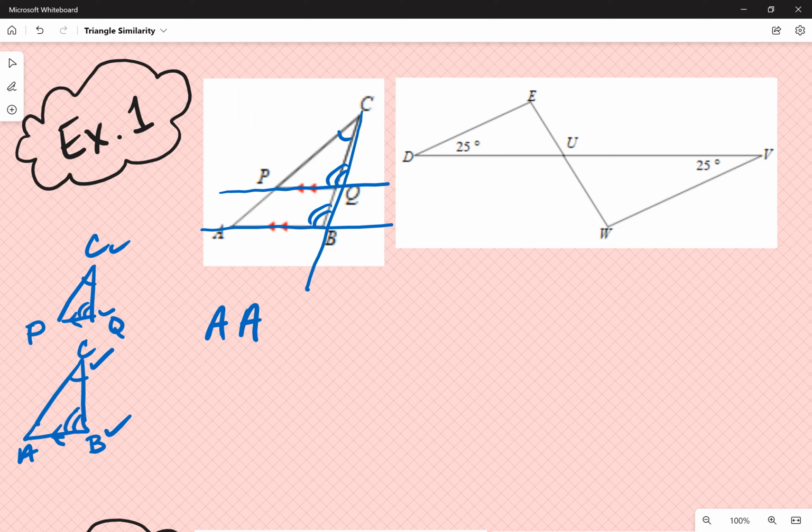In my second example, I see that angle D is 25 degrees and angle V is 25 degrees. Well, I could go ahead and mark that with the arc marks if I wanted to, or just keep in mind, okay, so one of my angles from each triangle is congruent. I need 2 angles, however. So in my last video, triangle congruence, I discussed vertical angles. So I have a set of vertical angles here. So therefore, I still have angle-angle similarity.